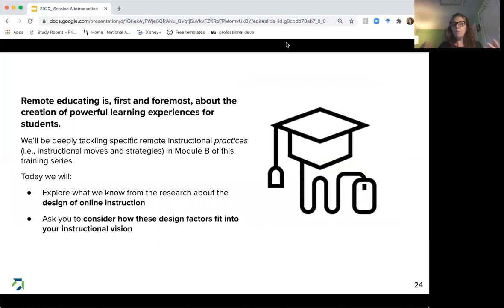Remote education is first and foremost, the purpose of school is about the creation of powerful learning experiences for students. So here, I want to note we'll be tackling specific remote instructional practices. That is, the moves a teacher might integrate within any lesson in Module B. But in this module, we want to explore what we know about the research from the design of online instruction, and also ask you to consider how these design factors fit into your current instructional vision.